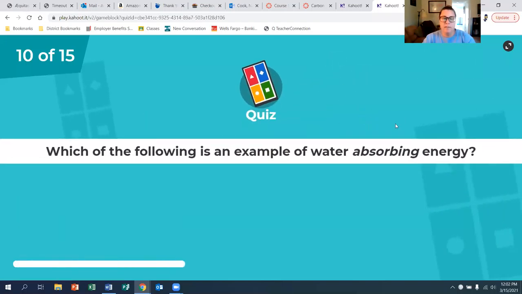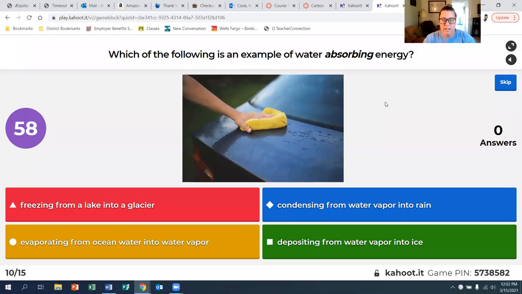Next question. Which of the following is an example of water absorbing energy? 60 seconds, read them all. Which one goes in a different direction? Which one requires heat to happen?